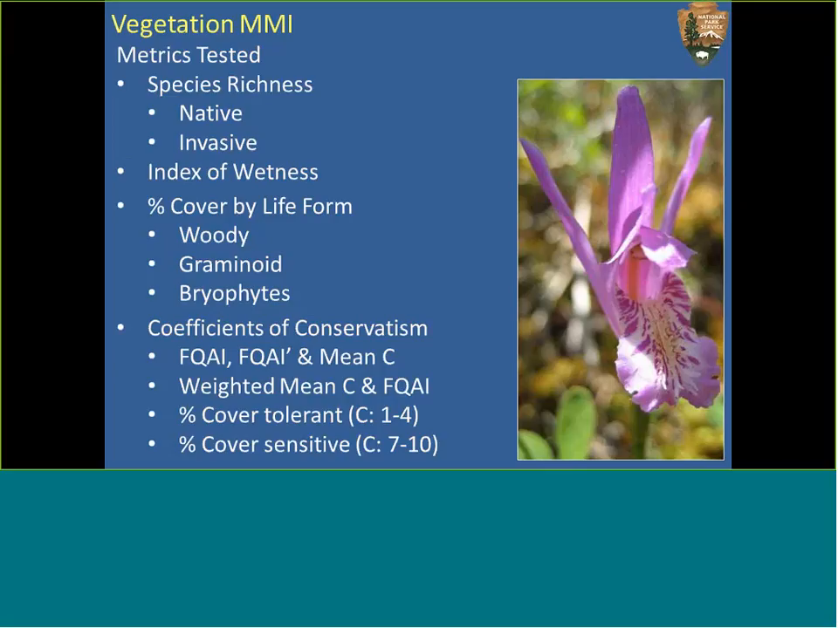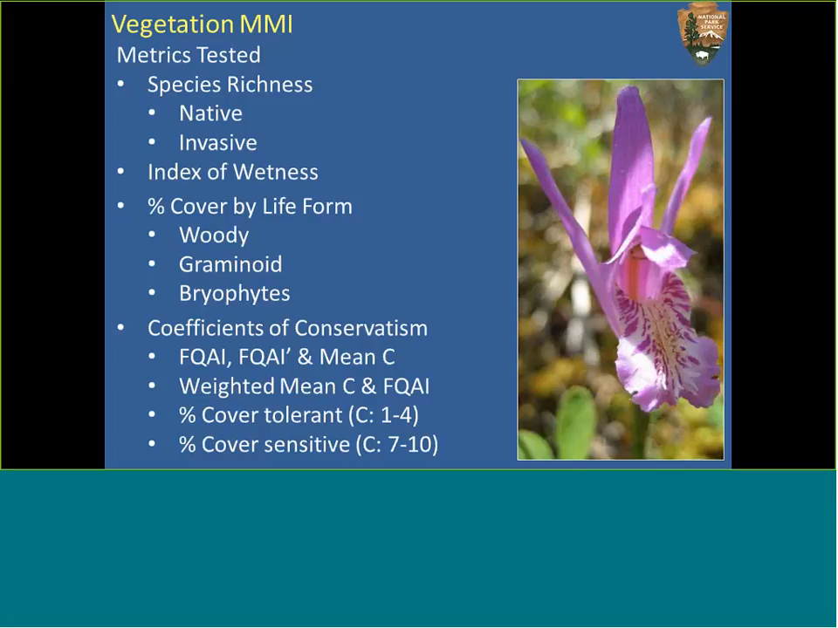So for the vegetation MMI, I tested pretty much any metric that I could come up with based on the data, and a lot of these came from the literature. So even though I was kind of shying away from species richness, I still included it to see how good of a metric it was. I included species richness of both native and invasive species. I included index of wetness, which uses wetland indicator status as a scale from -5 to +5, where -5 is obligate species and +5 is upland. And so if you average the scores across the species present, you get this index of wetness.